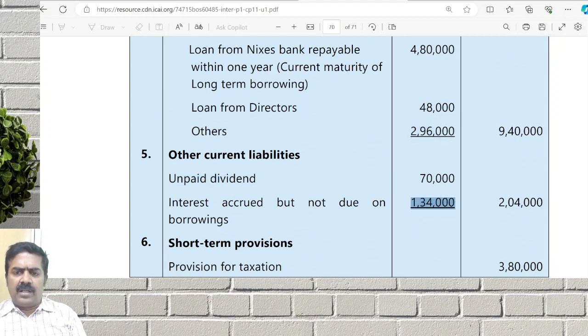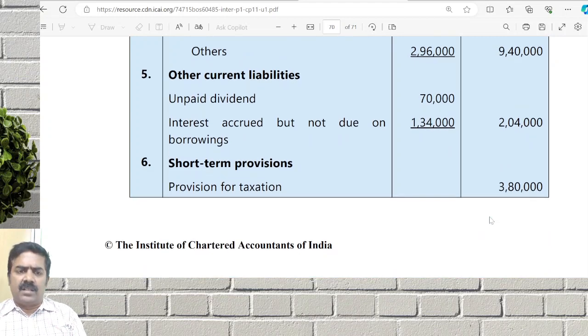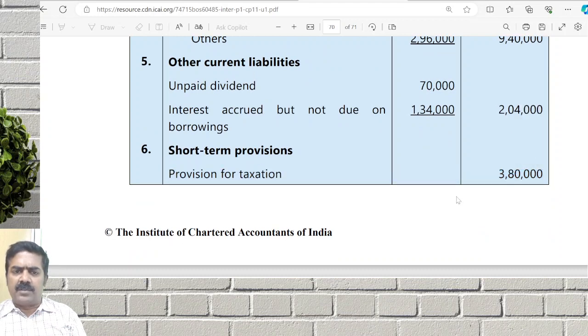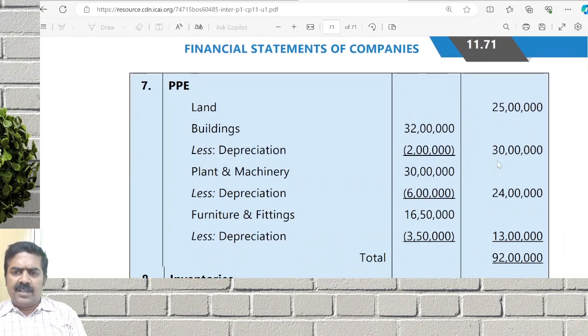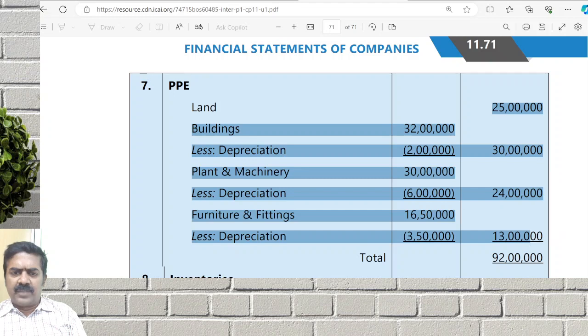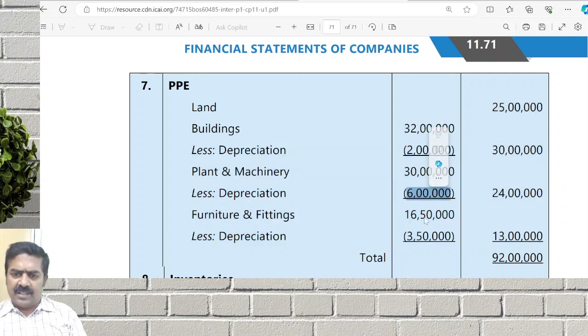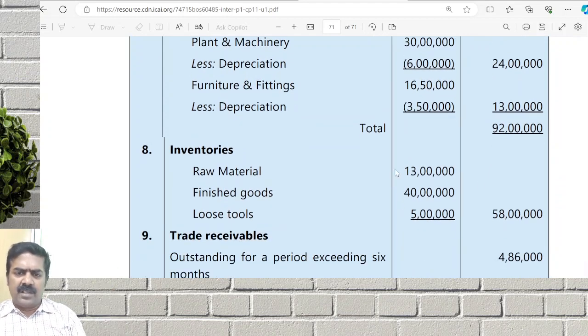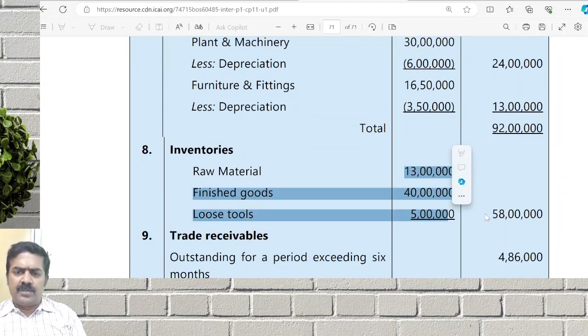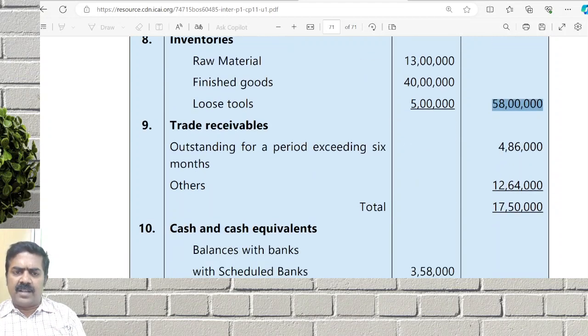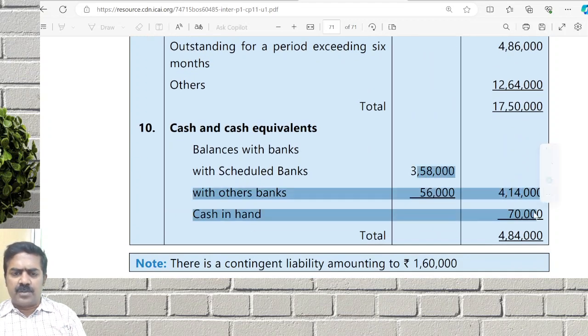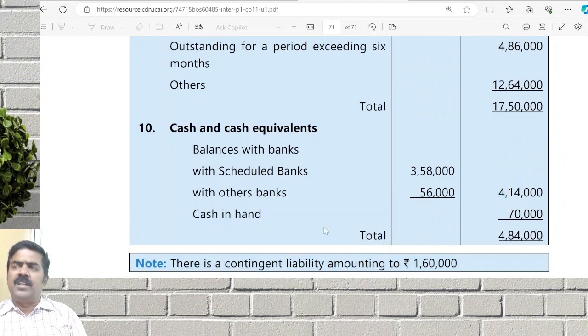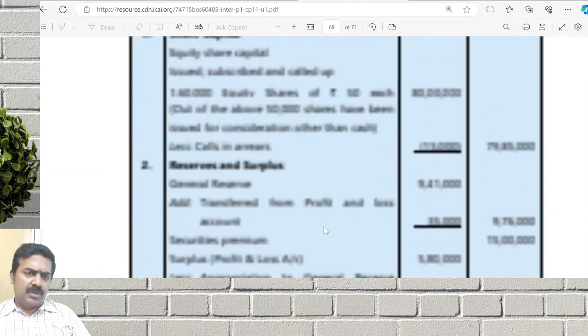Unclaimed dividend and interest accrued will come under which one? Other current liability. Provision for tax will come under which one? Short-term provisions. We will take the book value of assets there. Depreciation is a balancing figure. The difference between cost and book value is which one? Depreciation. That doesn't matter for us. Inventory of all the items, loose tools also taken as what? Inventory. Trade receivable 17,50,000. The portion exceeding 6 months is only what? Notes to accounts. Cash and bank balances, which one? Notes to accounts. Contingent liability for bills discounted is given as which one? Notes to accounts.